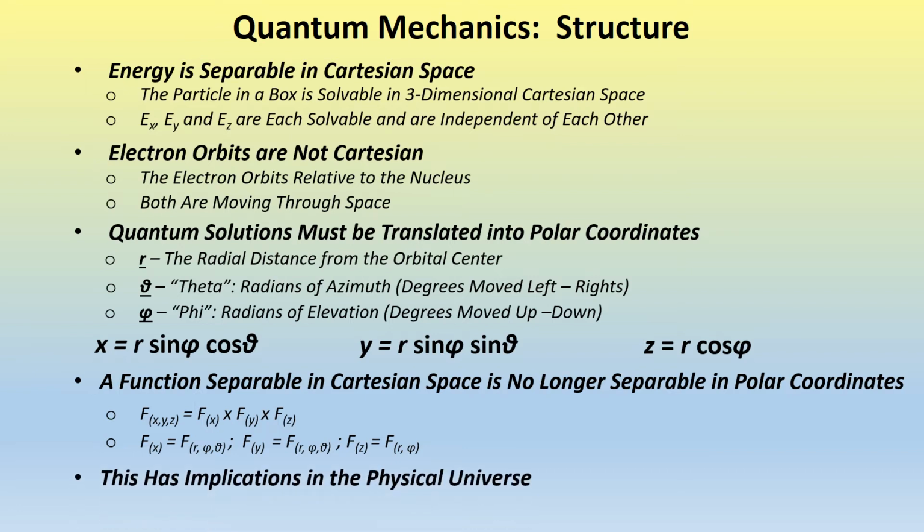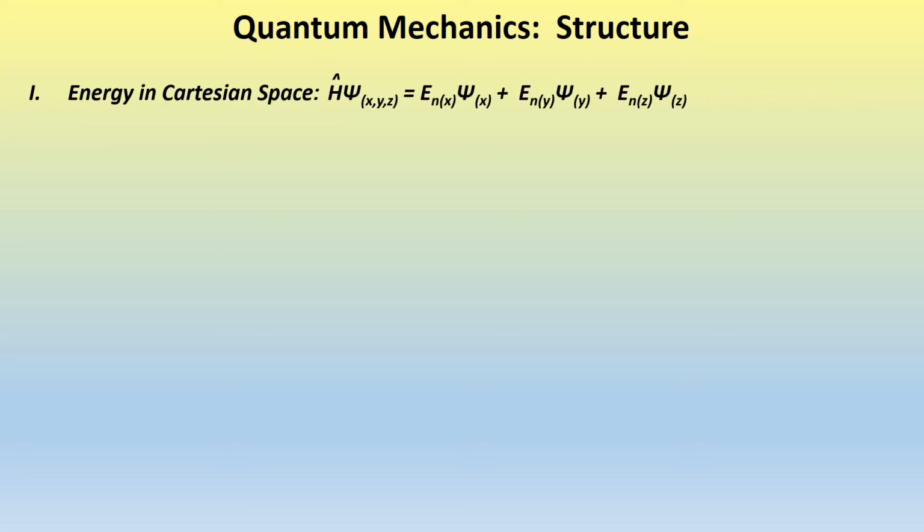This loss of separability has actual implications in the physical universe. We will now look into seeing what those implications are. First of all, the energy in Cartesian space can be solved by solving the Schrödinger equation.